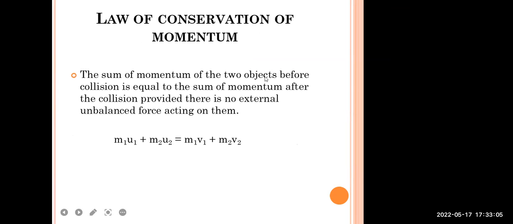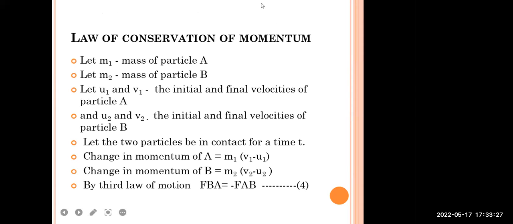Then the law of conservation of momentum. The sum of the momentum of objects before collision will be equal to the sum of the momentum of the objects after collision, provided that there is no external unbalanced force acting on the bodies. Here is the derivation for it. So change in momentum of object A is m1(v1 minus u1), and for object B, m2(v2 minus u2). According to the third law, FBA equals minus FAB.